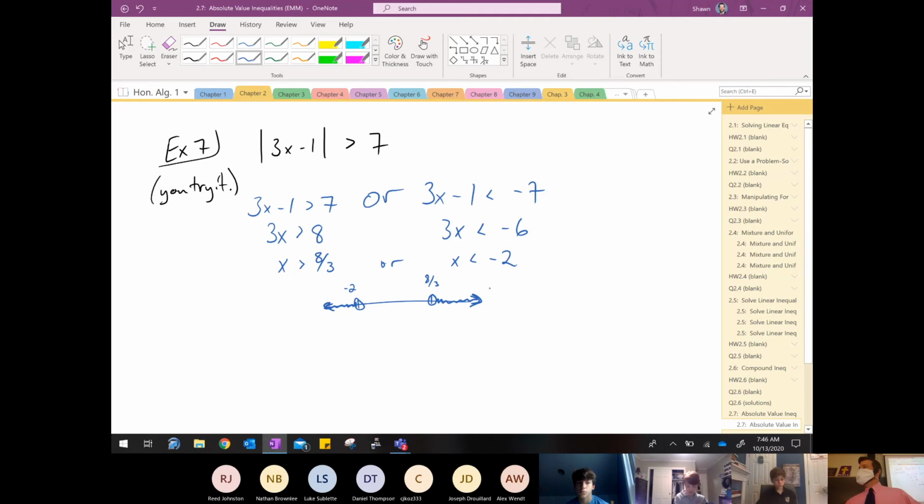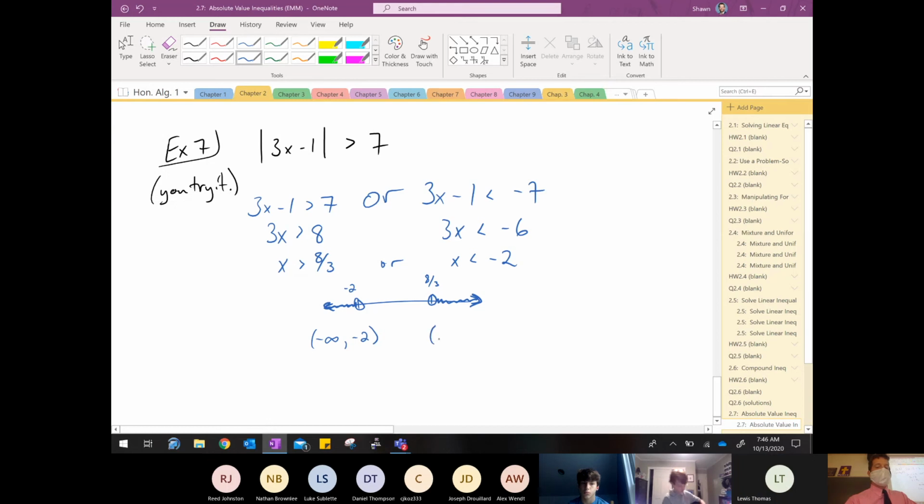Here's how you would do interval notation. Are you ready for this? Okay. We're going to have two intervals. First of all, we're going to have from -infinity to -2. We're also going to have from 8/3 to positive infinity.